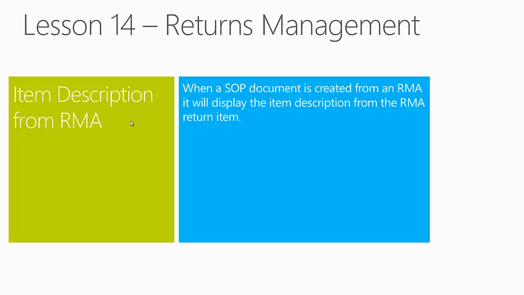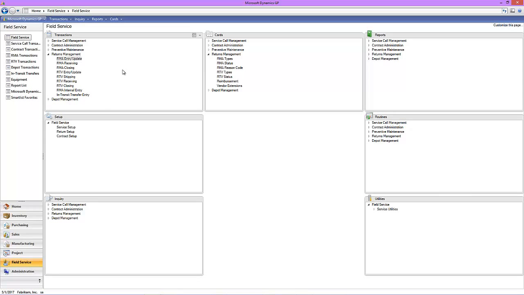Lesson 14. Item Description from RMA. When a SOP document is created from an RMA, it will display the item description from the RMA return item. I will now demo this feature in Microsoft Dynamics GP. I'll pull up an RMA that I have already entered under Transactions, Returns Management, RMA Entry Update.